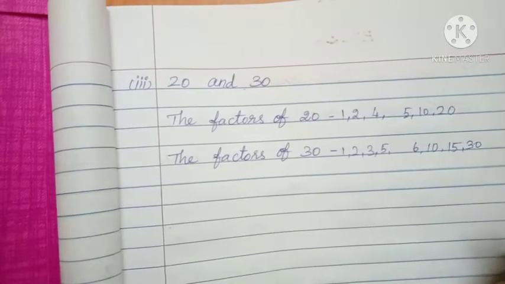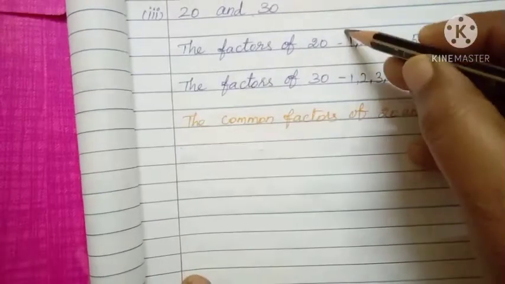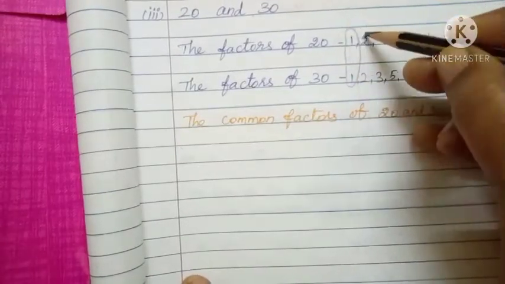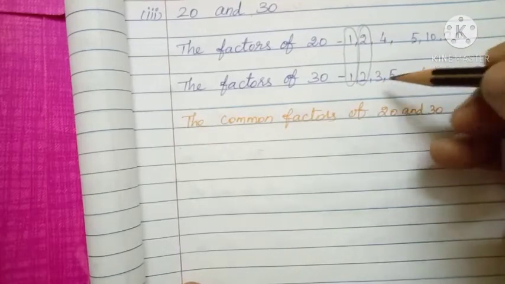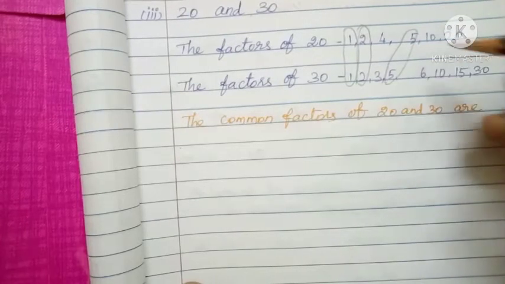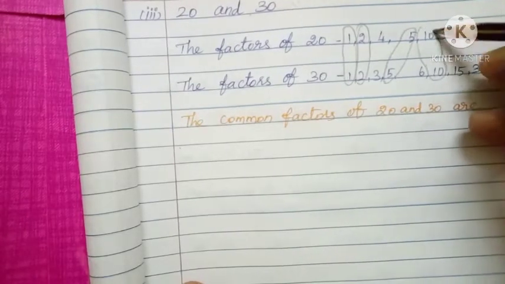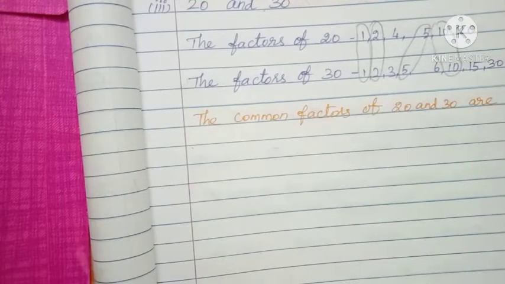So which one is a common factor? Find out now. 1 is common. 2 is common. 4 is not coming, 3 is not coming. 5 is common, 10 is common. Then 20 is not possible. So write the answer now.